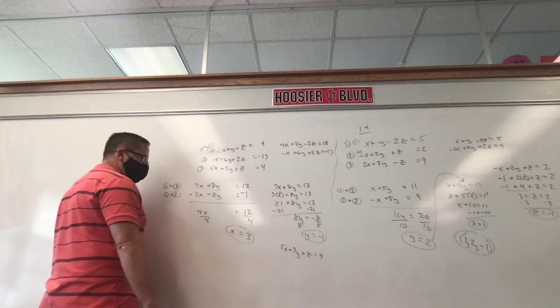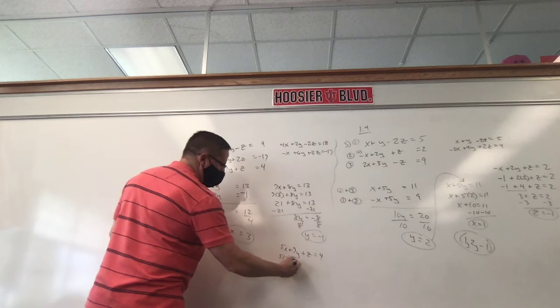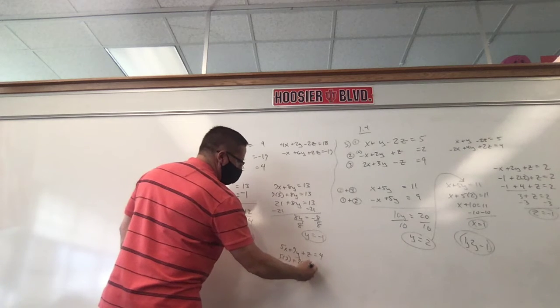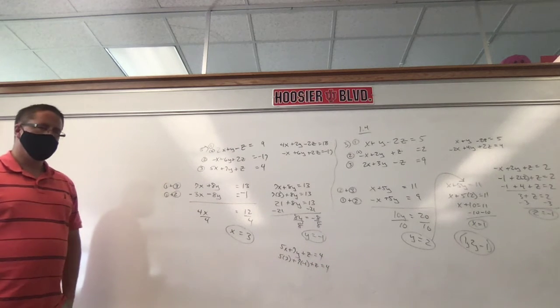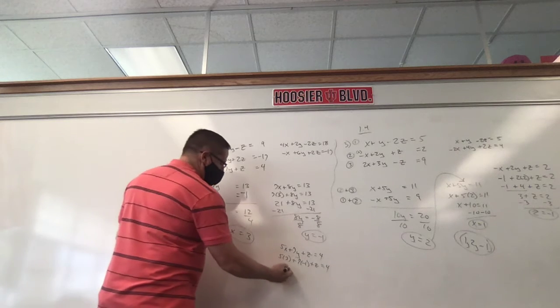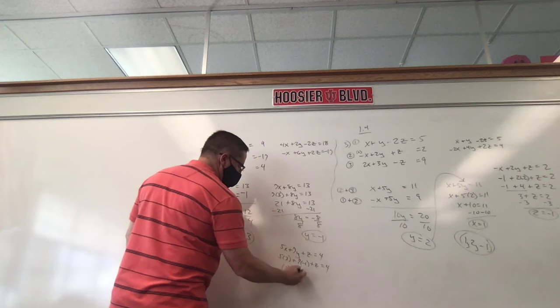But now we know that x is 3. So 5 times 3 plus, and we know that y is negative 1, 7 times negative 1 plus z is 4. Let's clean this thing up. 5 times 3 is 15. 7 and negative 1 is negative 7.